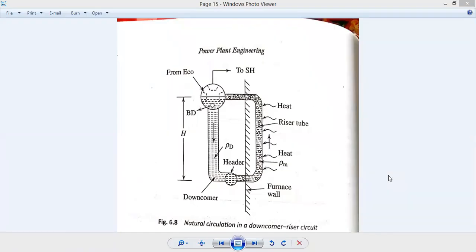A simple downcomer riser circuit is connected and a header is shown here. This is our boiler reservoir or boiler drum. This is the header itself. This is the downcomer through which the liquid water and vapor mixture, mostly saturated, comes and is collected in the header. From the header, it is again sent to the riser tube and heated in the boiler itself.